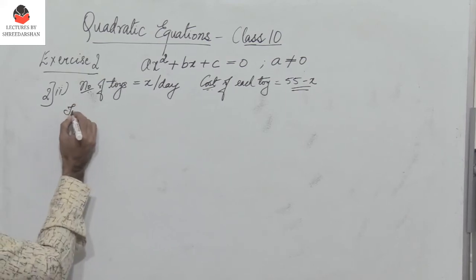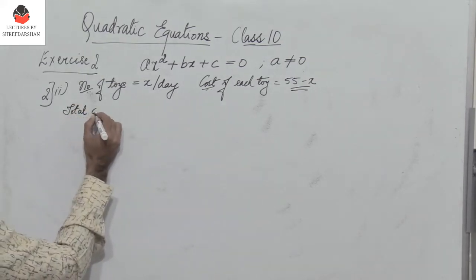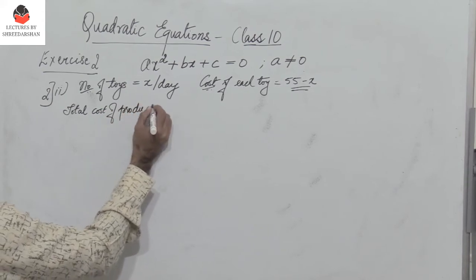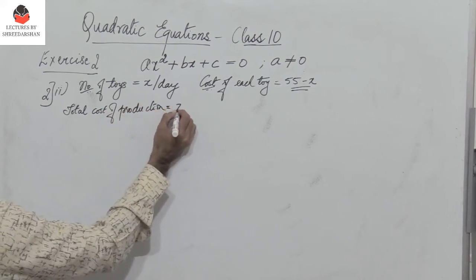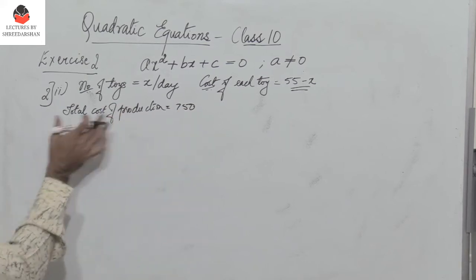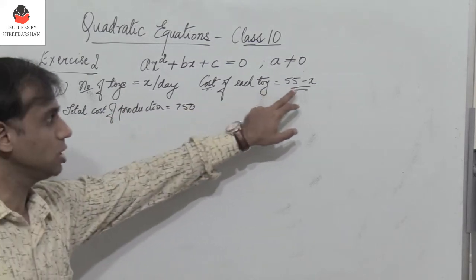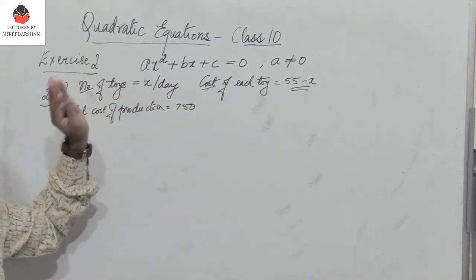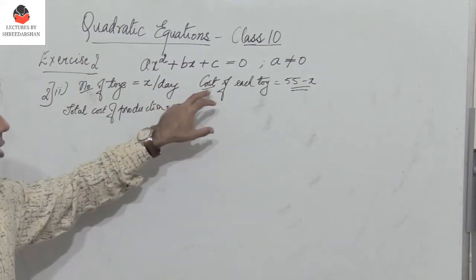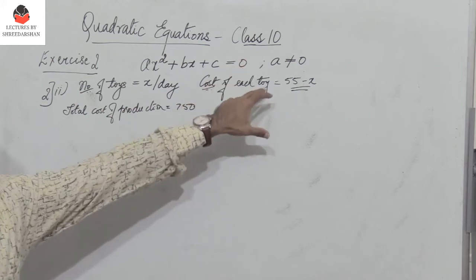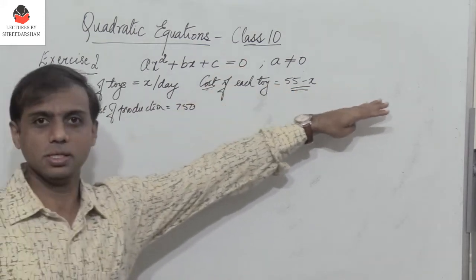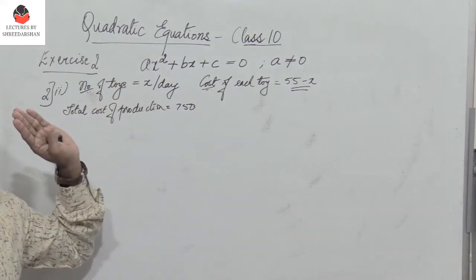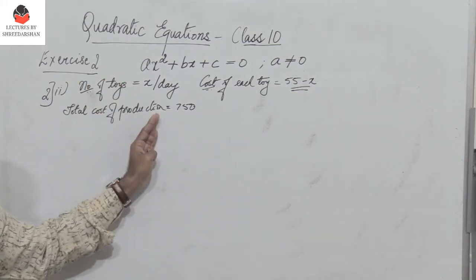Now the total cost of production, what is that? That is given to be 750. So what is the total cost of production? Cost of each toy is 55 minus x. How many toys are being produced? x toys. For example, let the cost of each toy be some number, let's say 10 rupees, and let us assume that 5 toys are being produced. So what is the total cost of production?